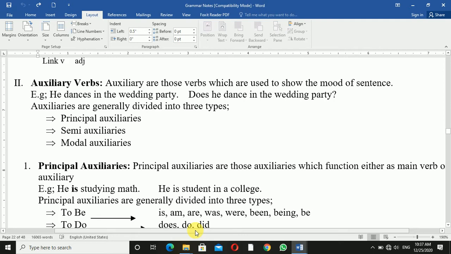So first we have auxiliary verbs. The definition is already here. Auxiliary verbs are those verbs which are used to show the mood of a sentence. Mood of a sentence means it shows certainty, probability, possibility, ability. We also have some sentences in which auxiliaries are not used. Auxiliary verbs are also called helping verbs, or helpers as well, because some auxiliary verbs are used to form a tense.